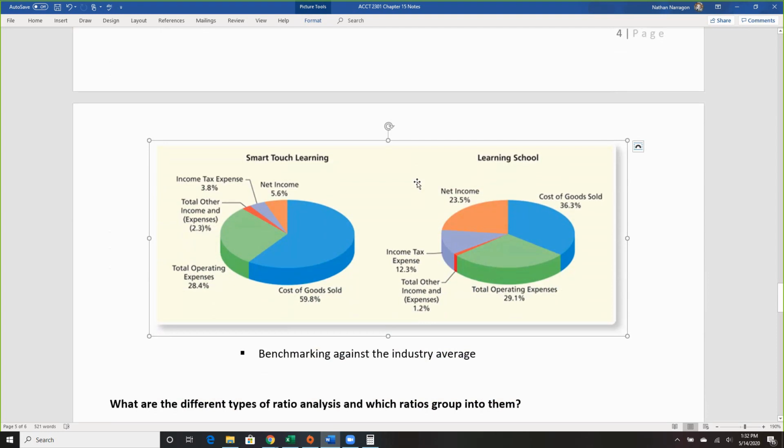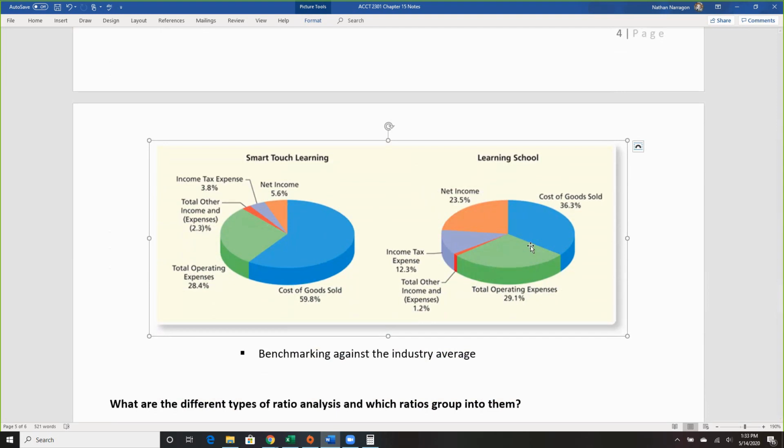So right here is basically the statement up above, now broken down into a little graphic form, where you can see which are the biggest items that we have with each company. And the thing is, we all know we want that orange slice, that's net income, to be a lot bigger for us. Here, it takes up a lot of their circle. But again, cost of goods sold, you can see definitely with a graphic that it is way bigger than what the Learning School has. And we can compare.